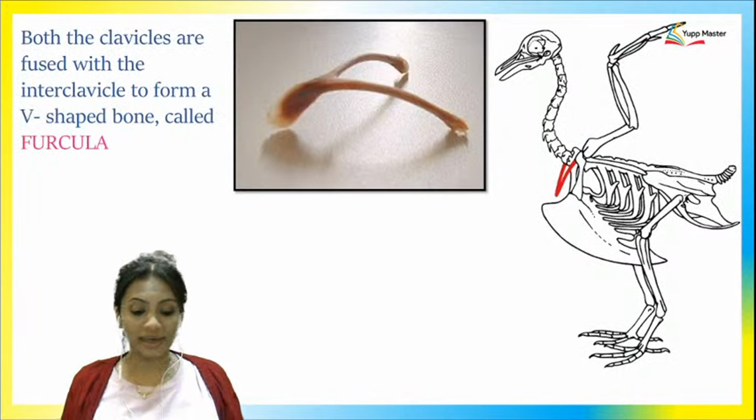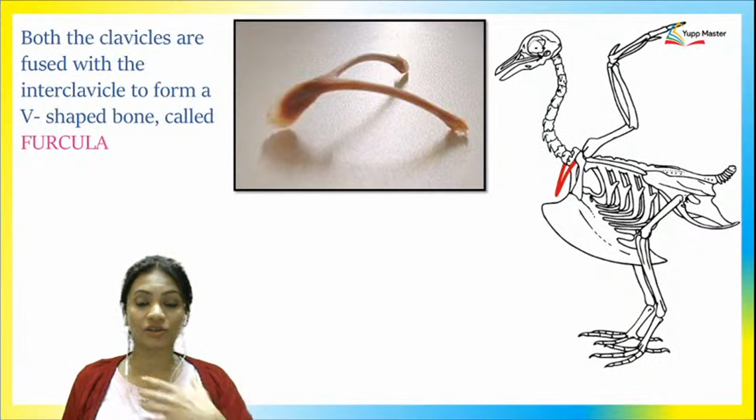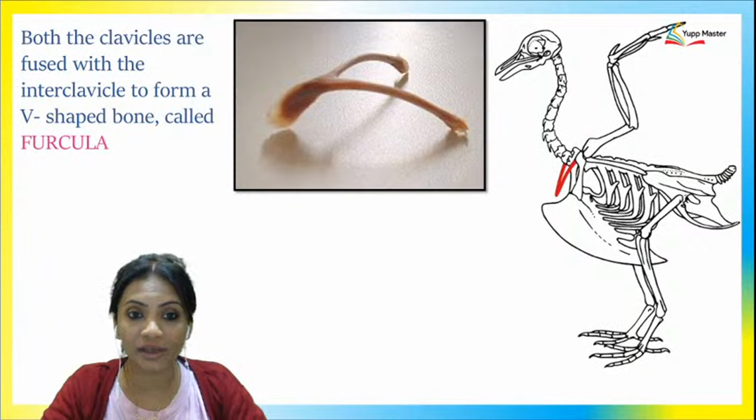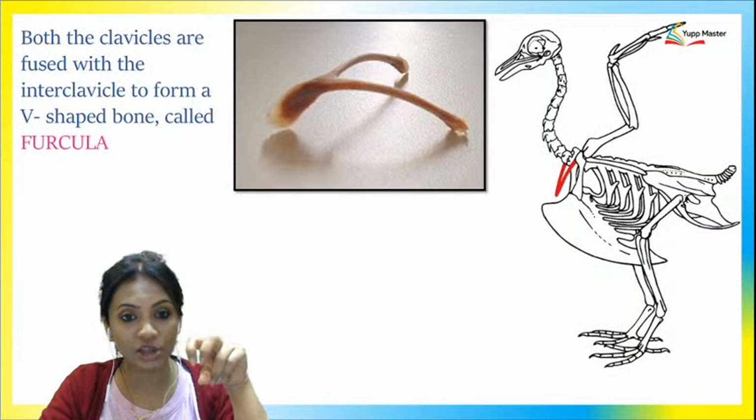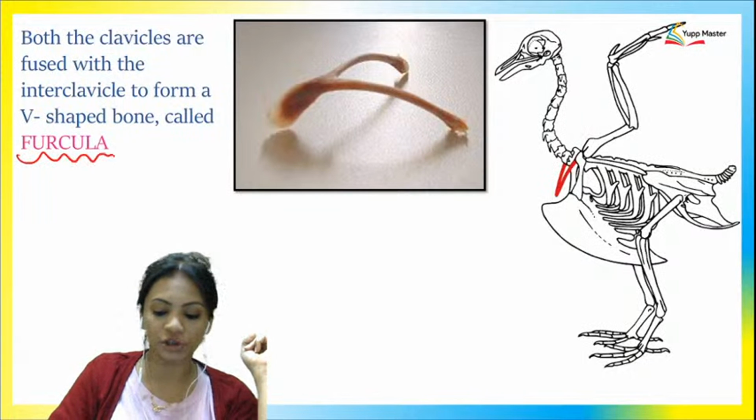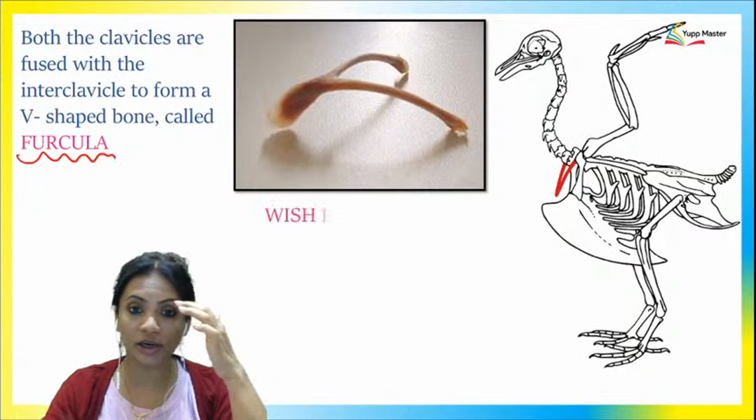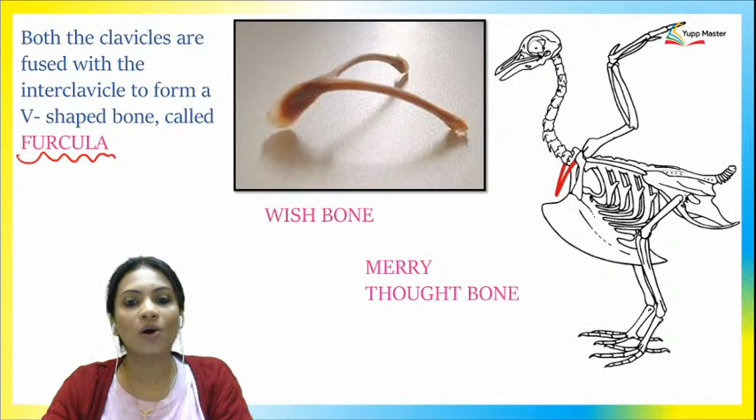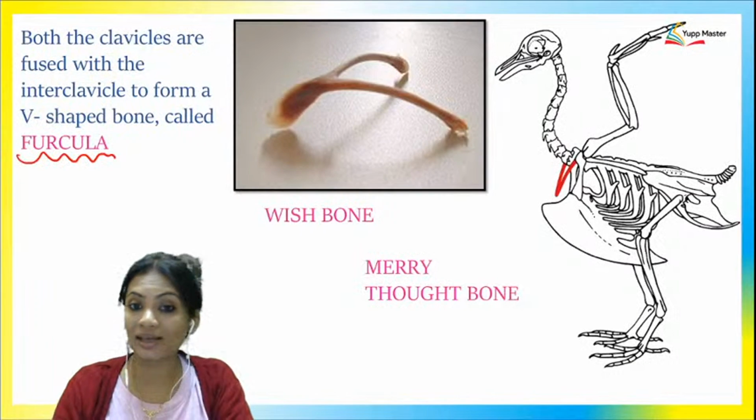Both the clavicles, at what region? At the region of the pectoral. Both the clavicles are fused with the interclavicle in order to form a V-shaped bone, and that V-shaped bone is going to be called the furcula. The V-shaped bone is called the furcula. Furcula is also called the wishbone, or it can also be called the merry thought bone.